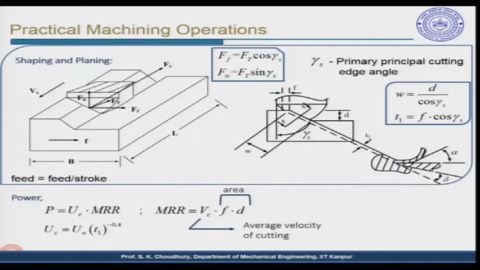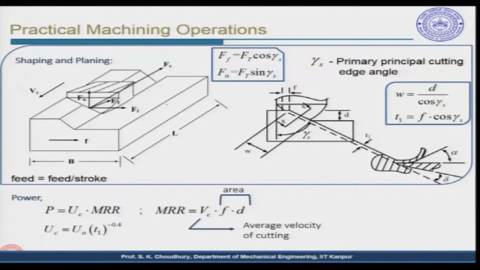Now, let us see what happens in case of shaping and planing. In shaping and planing, as you understand, the tool used is almost similar to the tool that is used in the case of turning. So, here is the diagram which is shown in case of shaping or planing. Only difference is, as I said, that in shaping the tool reciprocates, and in case of planing the workpiece reciprocates, otherwise there is no difference.